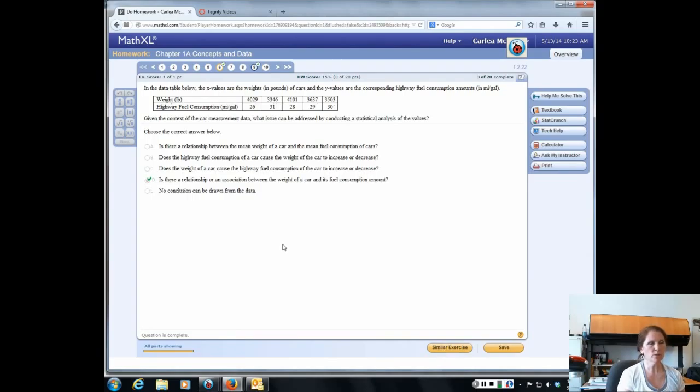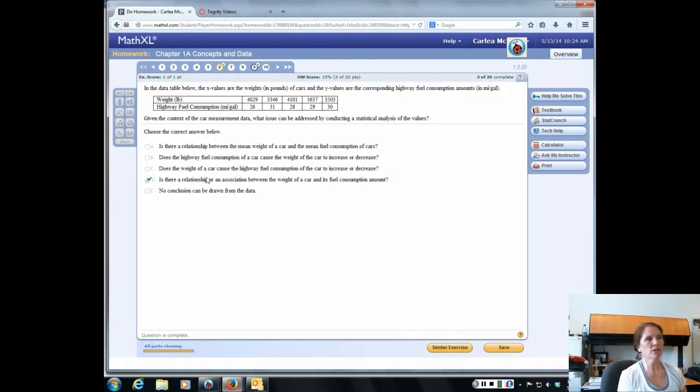So let's look at this one. We could do a similar one if you want after that. But in the table below, the X values are weights in pounds of cars, and the Y values are the corresponding highway fuel consumption. So the X is what we call an explanatory variable. That's the one we're first looking at, like what happens when we change the weight of the car? Does it change the highway fuel consumption? That's what it looks like they're asking here, right?